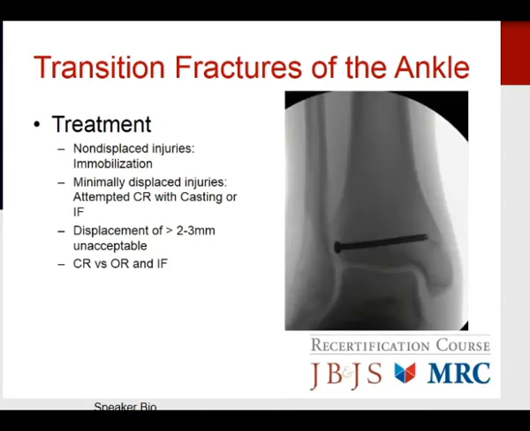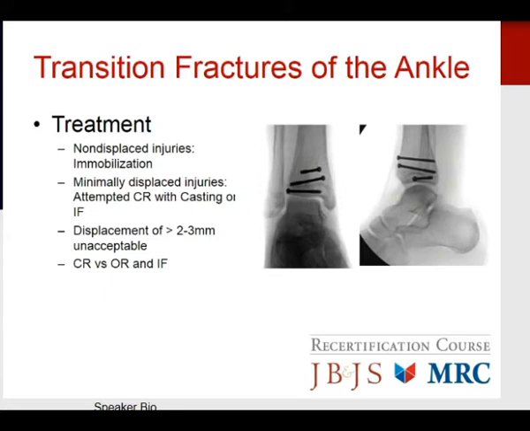This is an example of a triplane fracture treated with closed reduction and percutaneous fixation, and an example of a triplane fracture treated with ORIF.